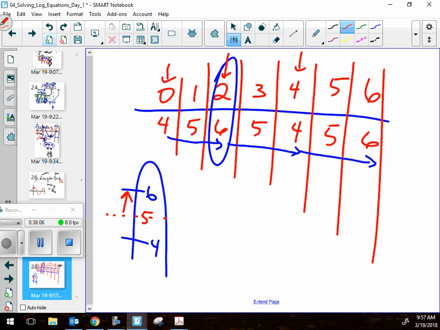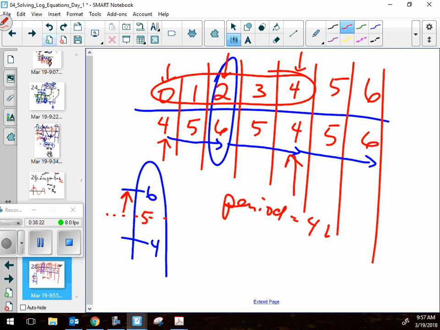A total of 4 hours to get from 4 back to 4. That's a complete cycle in 4 hours. That's also known as the period. The period in this case was 4 hours. To get from low tide to low tide or from high tide to high tide, that's a period. And what's that formula I just taught you? Period is 2 pi over b.